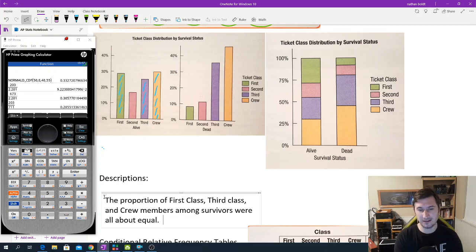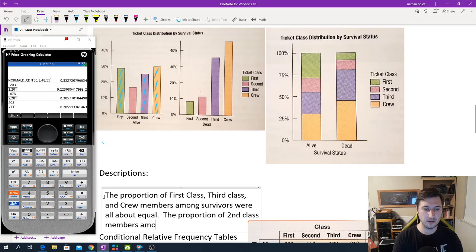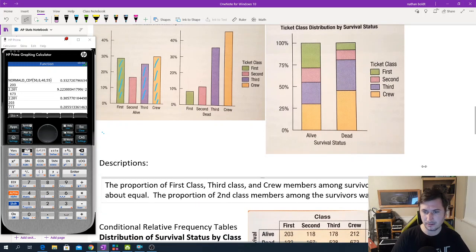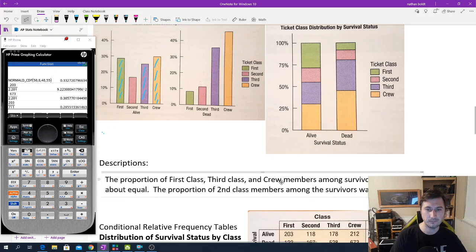And then I should say something about second class. That was definitely less, right? The proportion of second class members among the survivors was much less. Let me open that up a bit. There we go. So again, I had to make sure I said that this was only among the survivors. And those three bars are about equal. The proportion of second class members among the survivors was quite a bit less.